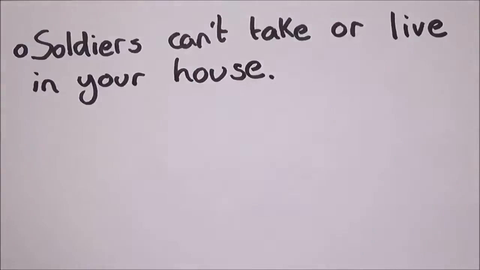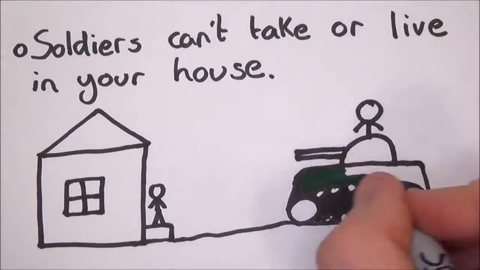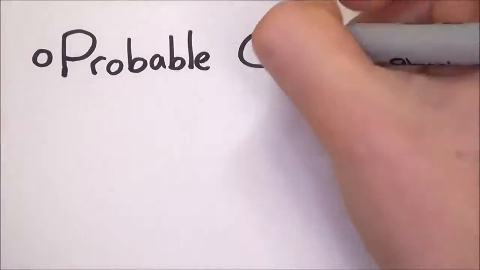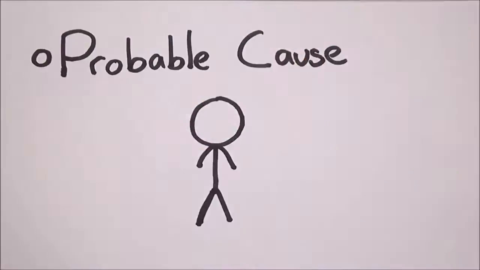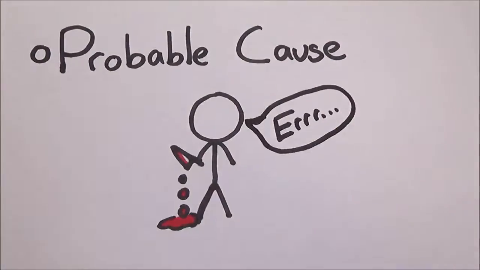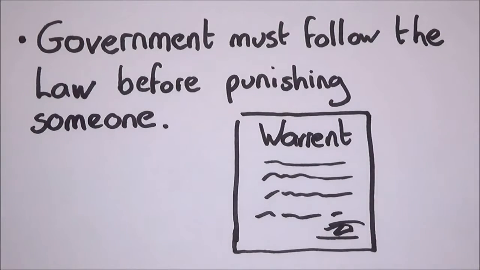Soldiers cannot take or live in a person's home. This means that if the army turn up, they are not allowed to take your house from you. You cannot search a property or arrest a person without probable cause. This means they can't just arrest you, they need to think that you've likely committed a crime. Government must follow the law before punishing a person. This means that they can't break the law in order to punish you, they normally just get a warrant.